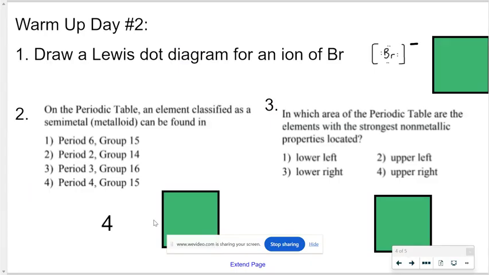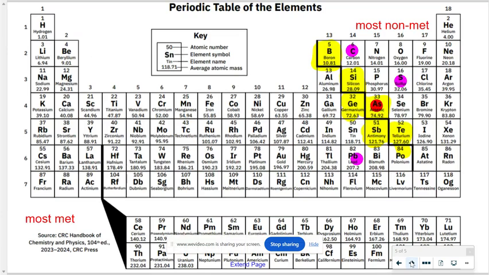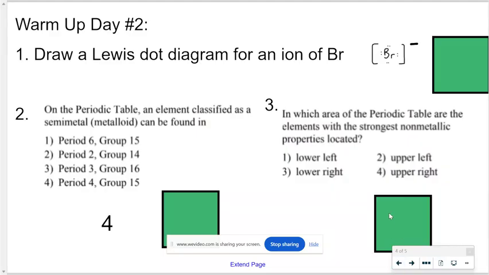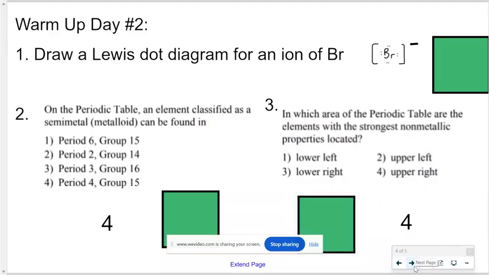And then finally, for the third one, in which area of the periodic table are elements with the strongest non-metallic properties located? So remember, your metals are to the left of the table. So that is everything excluding hydrogen. So your most metallic is the bottom left, and then your non-metals are to the right-hand side. And your most non-metallic is going to be the upper right. That is going to be fluorine is the most non-metallic. Group 18, those don't like to react, so we actually say that fluorine is the most non-metallic. So for strongest non-metallic, that would be choice 4, the upper right.